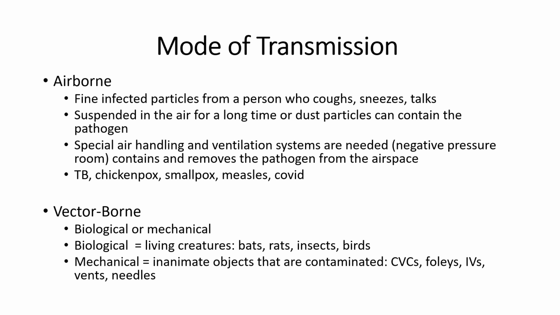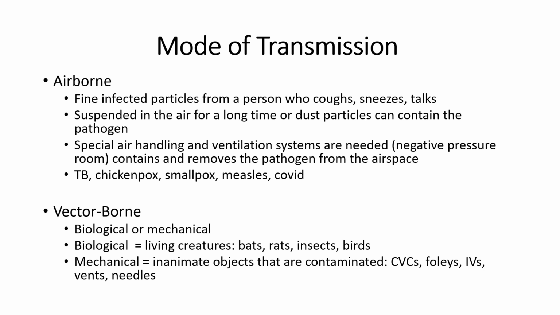So with airborne, we do have to think about special air handling and ventilation. Really, we call these negative pressure rooms, and they are needed for these types of patients, just to contain and remove the pathogen from the airspace. That's how long it can be suspended within the air. Some common microorganisms for airborne are, of course, tuberculosis, TB, chickenpox, smallpox, measles, and of course, COVID was the big one.